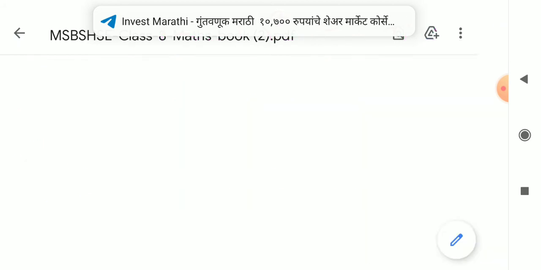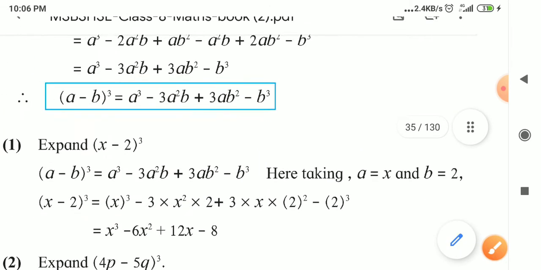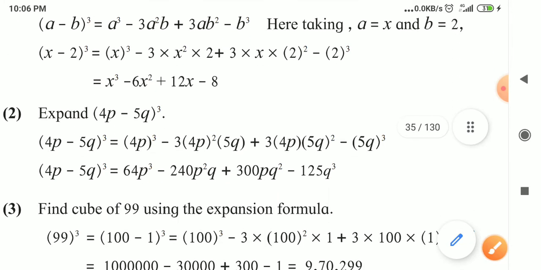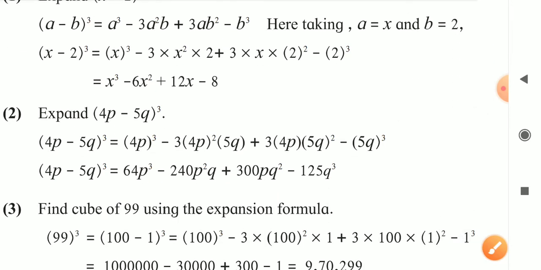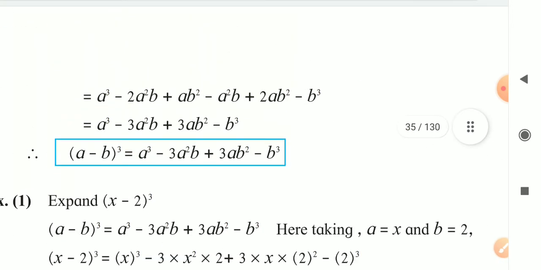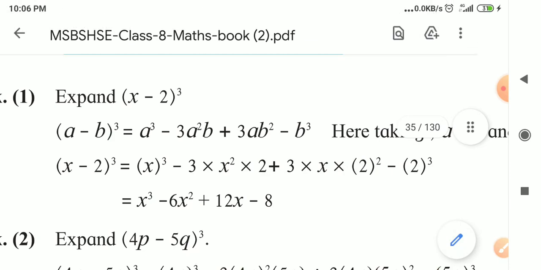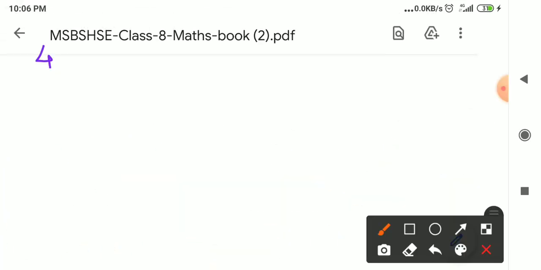After this example, if you see here, you will notice that the same answer is there. Now the next example is: expand (4p minus 5q) whole cube. So here, (4p minus 5q) brackets cube.